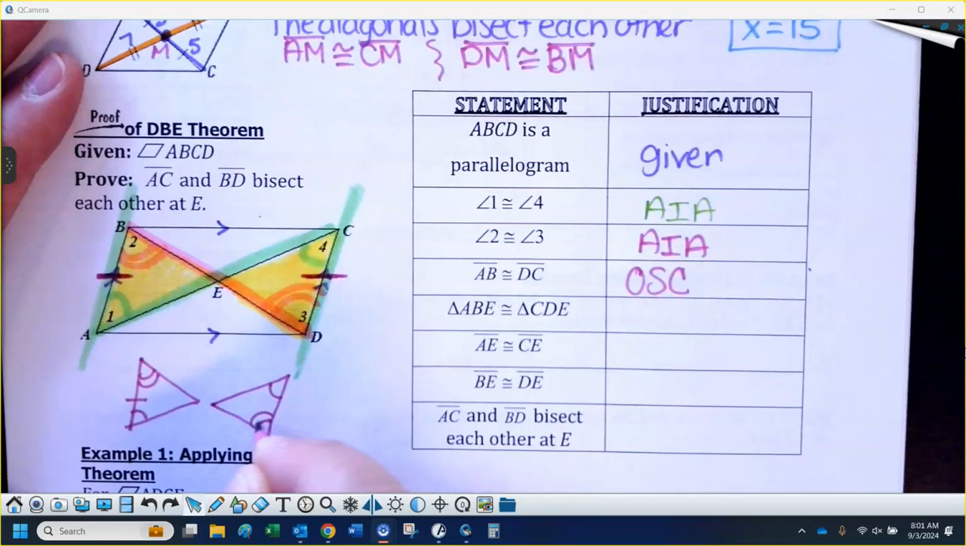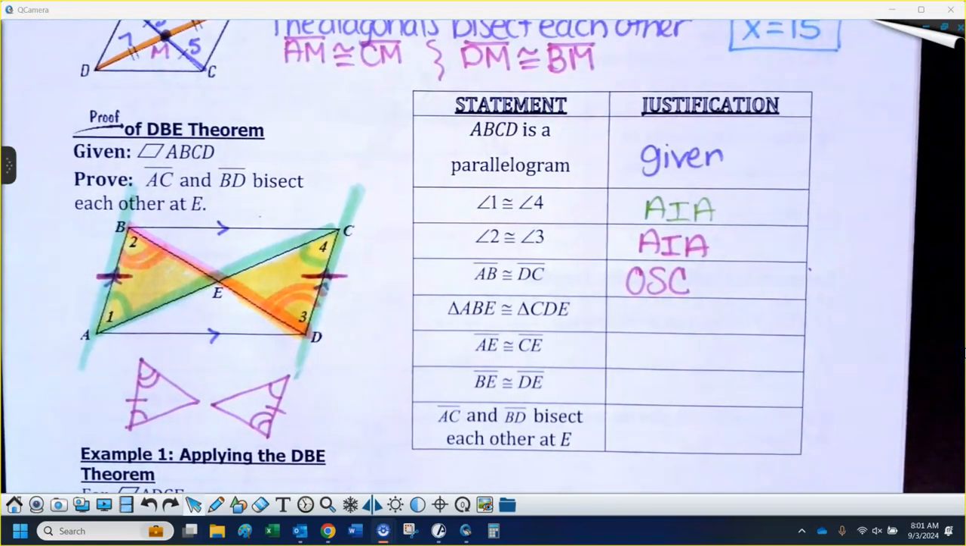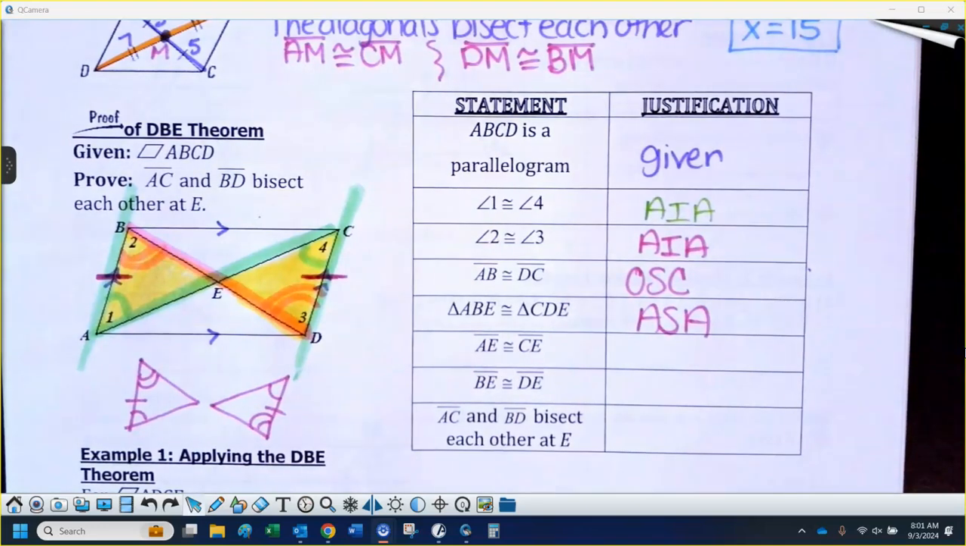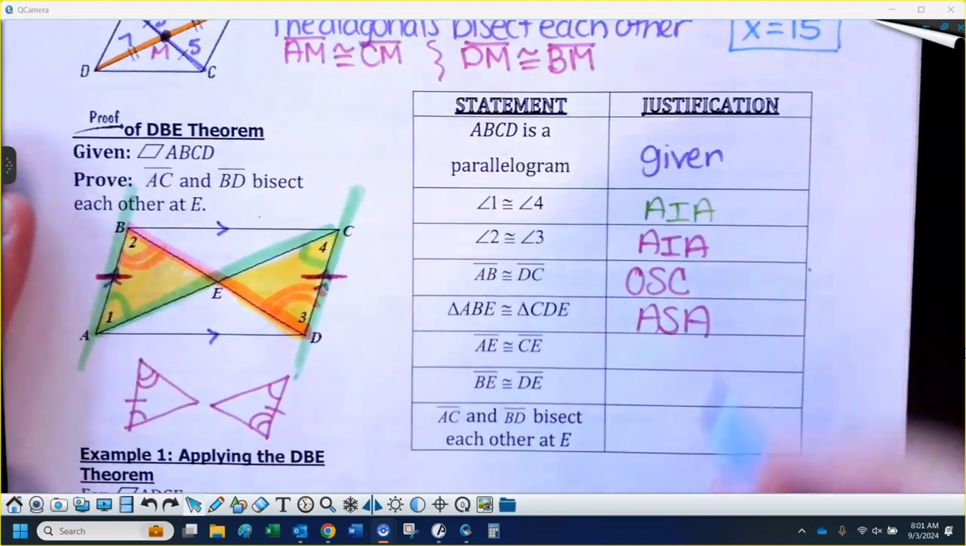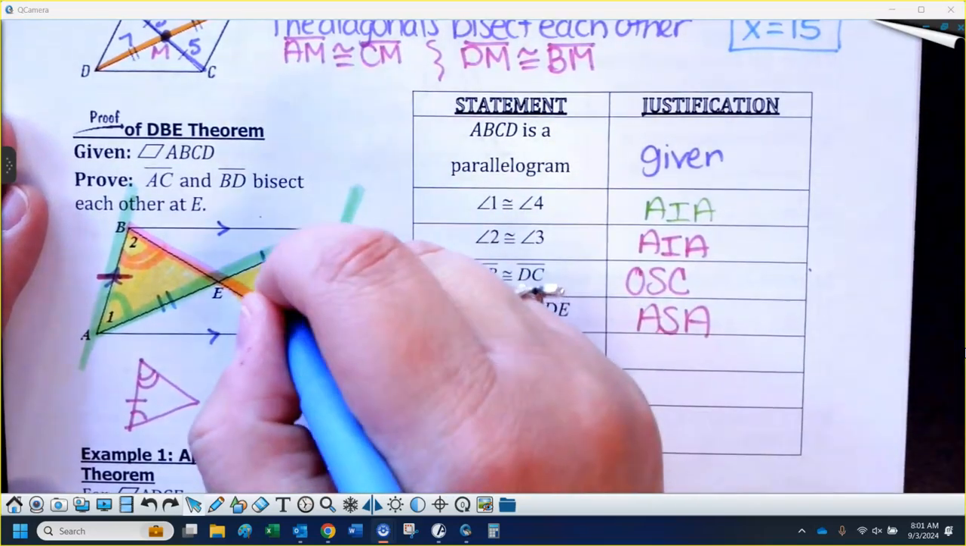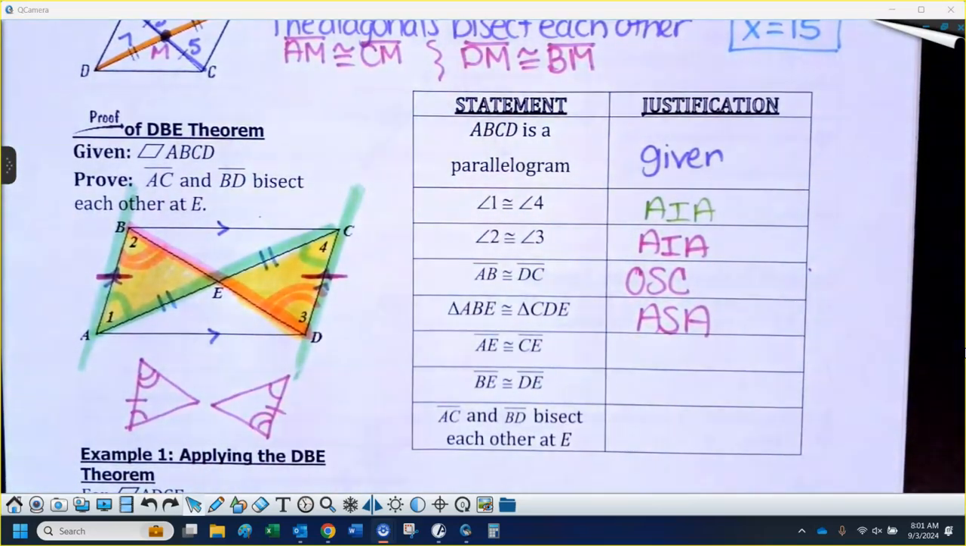Can anybody tell me why those two triangles are congruent? Like, what would your defense of that be? Angle, side, angle, for sure. All right, now, because of that, we didn't know this, but now we do. Anytime you have those triangles congruent, all the corresponding parts automatically become congruent. So A to E would be right here, and that would correspond to CE. Those two have to be congruent.